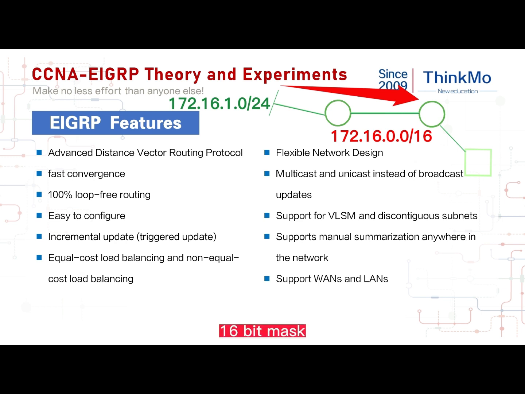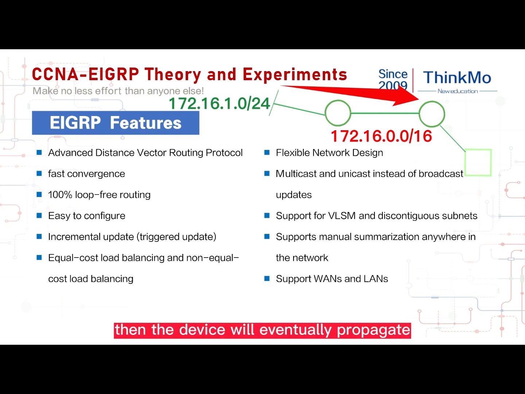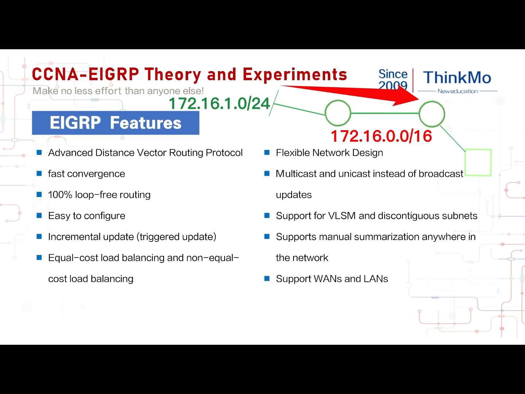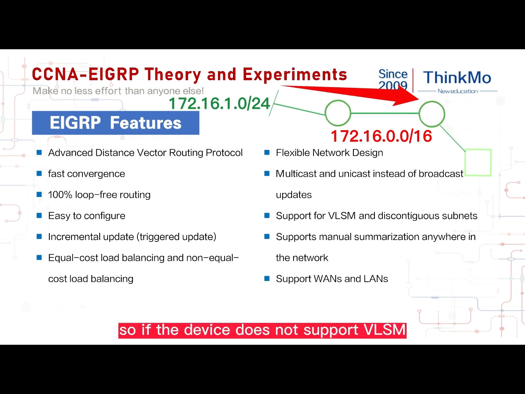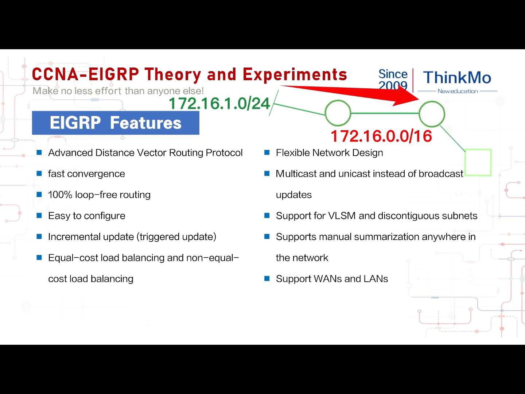172.16.0.0 with a 16-bit mask, because the main class of this address is a Class B address. Then the device will eventually propagate and learn according to the Class B address. If the device supports VLSM, it issued a /24, so what it learns is 1.0/24. If the device does not support VLSM, what it actually learned was wrong. Because it is obviously a 1.0/24, but it learned a 0.0/16. This is definitely not right. So this is what we call VLSM.